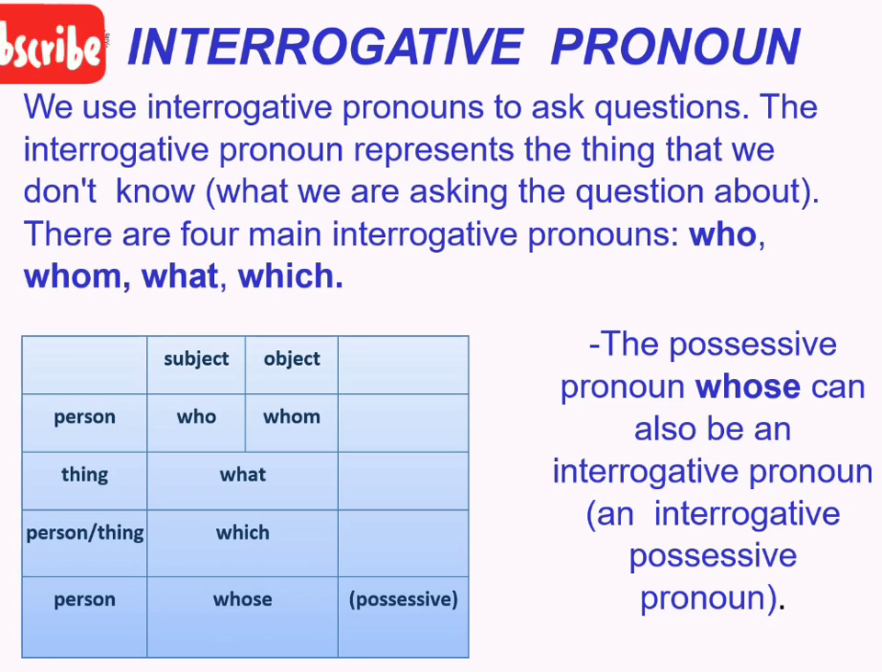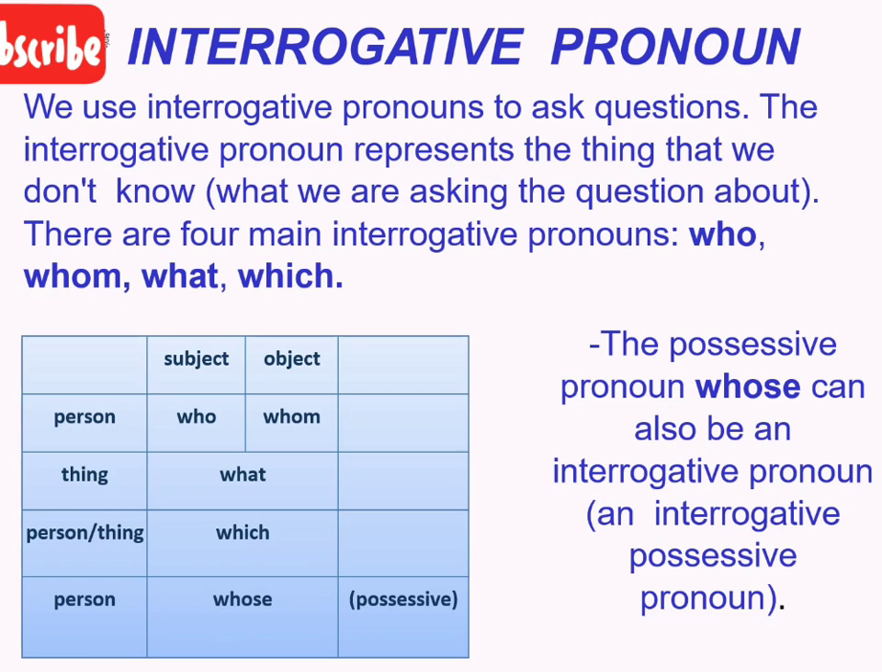If we talk about things, in both the cases, whether it is subject or object, we use the interrogative pronoun what. And if person or thing, sometimes which is always used in both the cases, subject and object. And if we are talking about the person, we use whose. Whose is used for possessiveness. Whose book is this? Whose shoes are these? So we are talking about the possessiveness, the belongingness, then we are using the interrogative pronoun whose. So the possessive pronoun whose can also be an interrogative pronoun. Only the possessive pronoun whose.